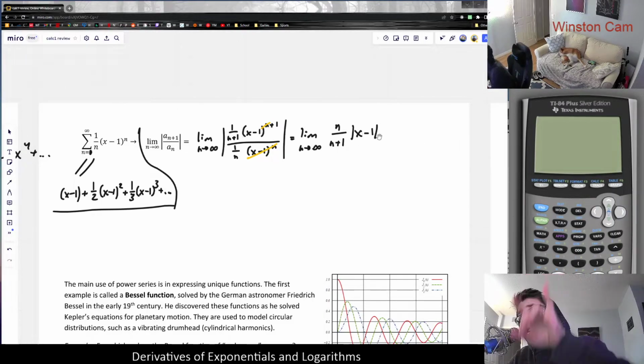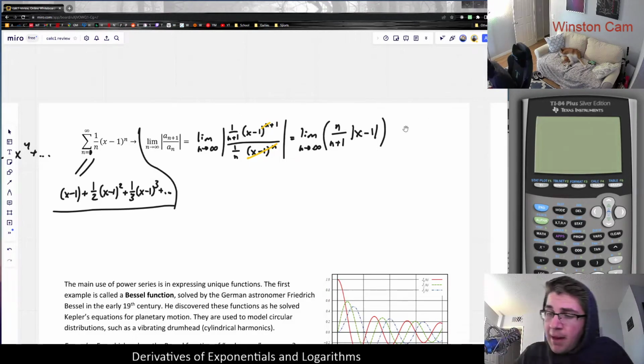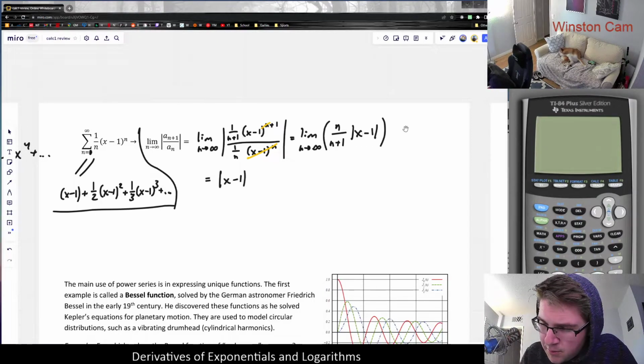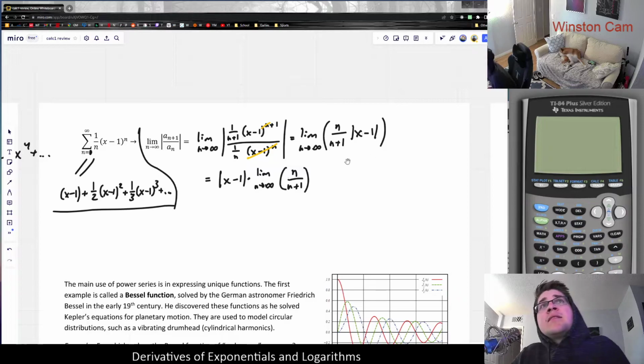Notice I've moved my absolute values around x minus 1, because x could be negative, and I don't want to ignore the absolute values within my ratio test. They're very important. But with n and n plus 1, I don't need them because those are positive. Similarly to the last example, x minus 1 has nothing to do with n, so it can be passed through the limit entirely. This is equal to the absolute value of x minus 1 multiplied by the limit as n approaches infinity of n over n plus 1. Since this is a ratio of polynomials of equal degree, the limit will just be 1.